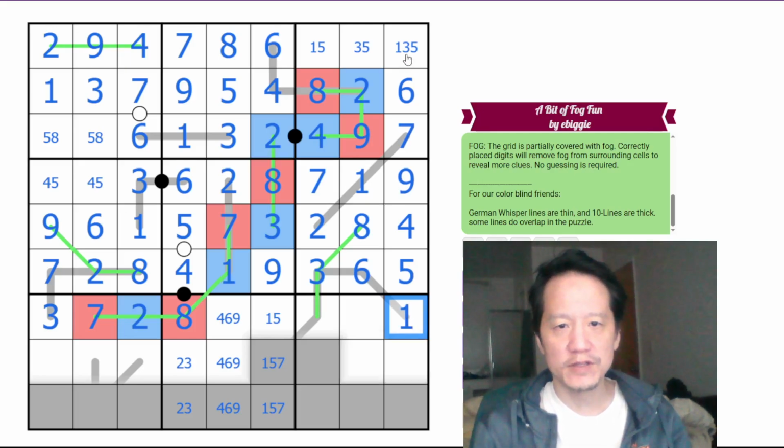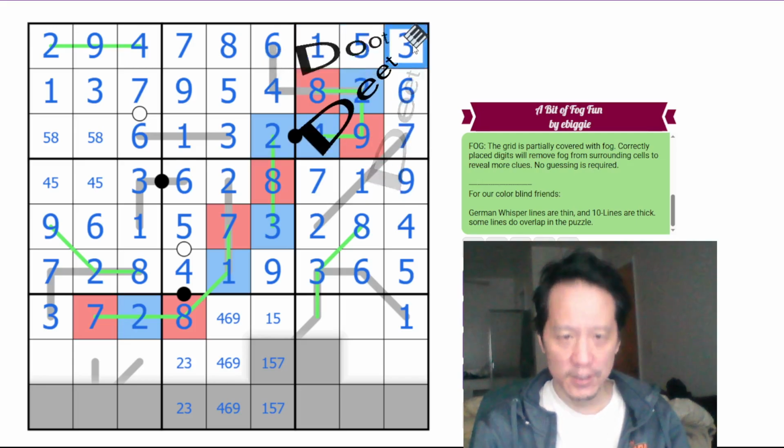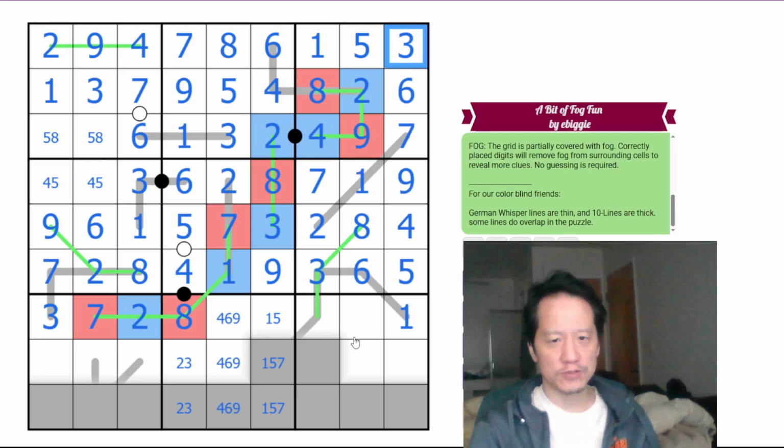So this is 1. This can't be 1 or 5. That makes this a 3, which makes that a 5, which makes that a 1. We celebrate because we know we're getting close to solving this.